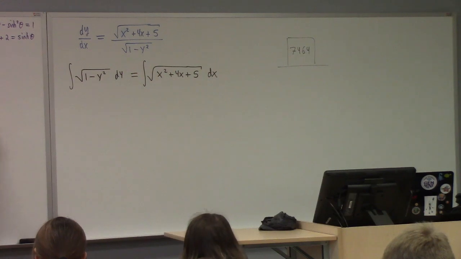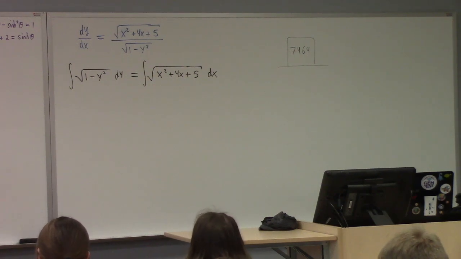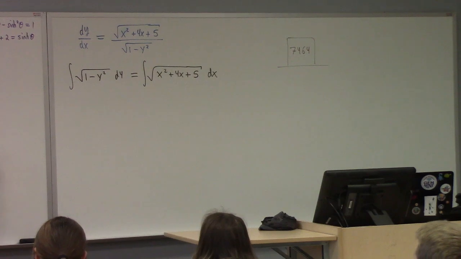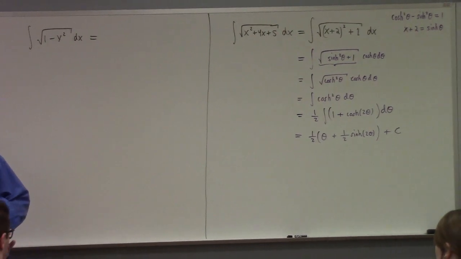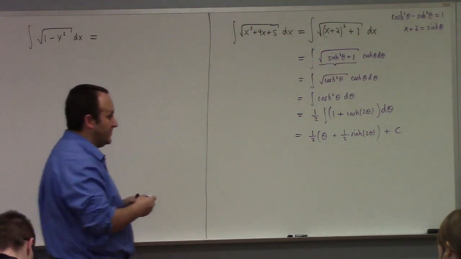That's true. And so with that identity, this is just 1/2 theta plus 1/4 sinh 2 theta plus a constant. And then you can rewrite theta in terms of x to finish it. Now, if you don't remember the hyperbolic trig identity, how would you do this? If you don't remember it, you're not up a creek. You could still do it. It's not a big deal.